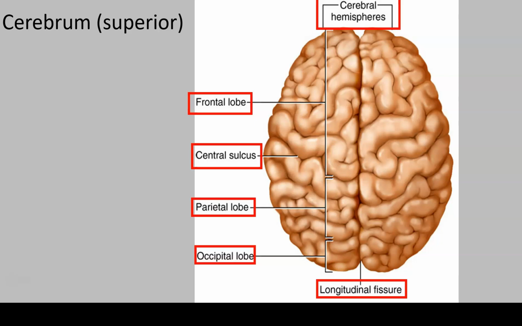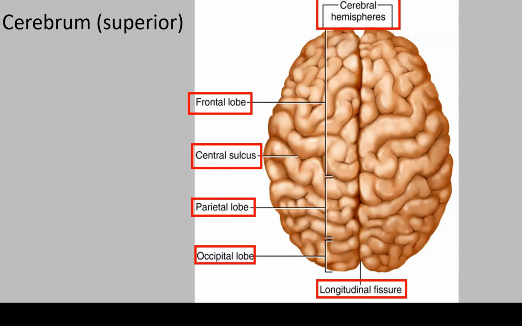The cerebrum is divided by the longitudinal fissure into the left and the right cerebral hemispheres. And as you look at the cerebrum, you'll begin to notice what seems to be hills and valleys. The hills are known as gyri, and the valleys are known as sulci. The central sulcus is one of the more prominent sulci that runs down the middle of the lateral surface of the brain. And the central sulcus separates the frontal lobe from the parietal lobe.